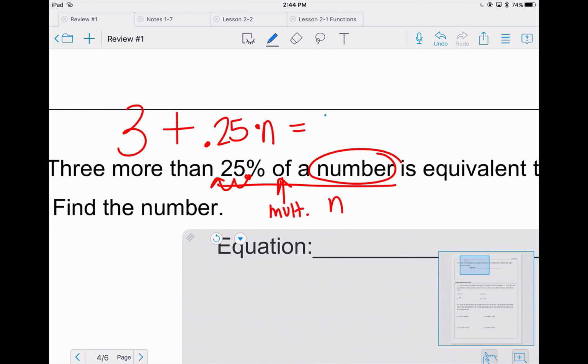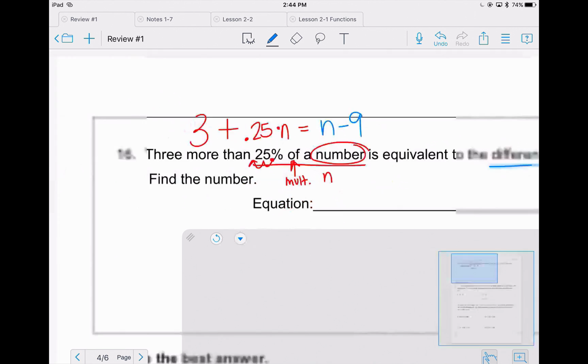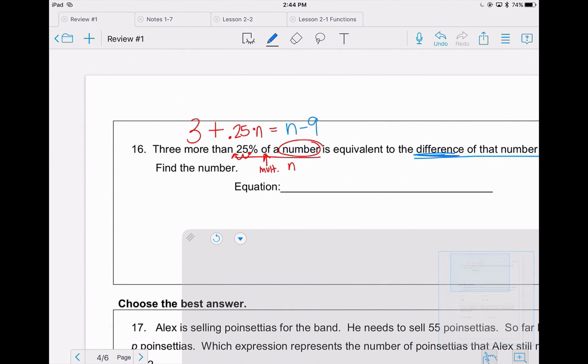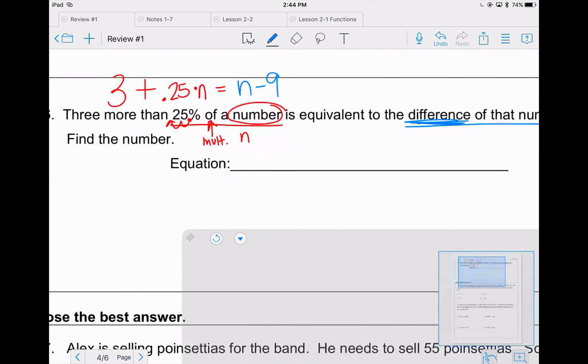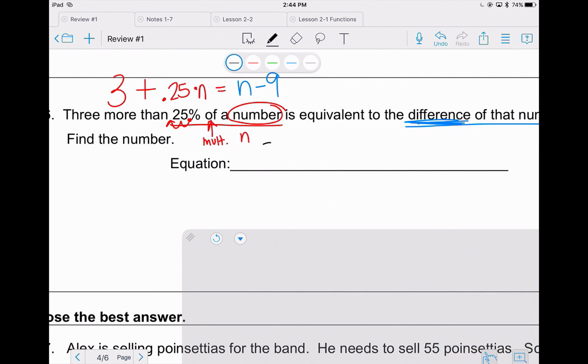So a number and 9, difference means subtract. And remember that the "and" supersedes or comes after the difference. So difference is more important here, which is why we subtract. So to rewrite my equation, 3 plus 0.25 n equals n minus 9.